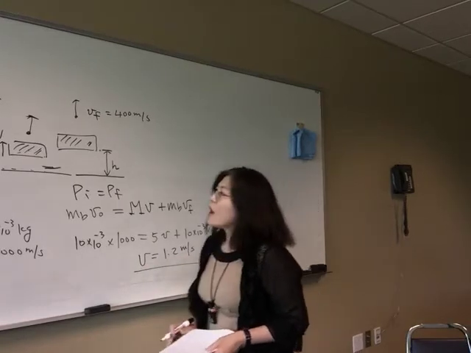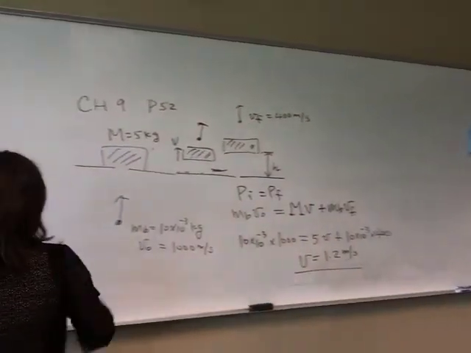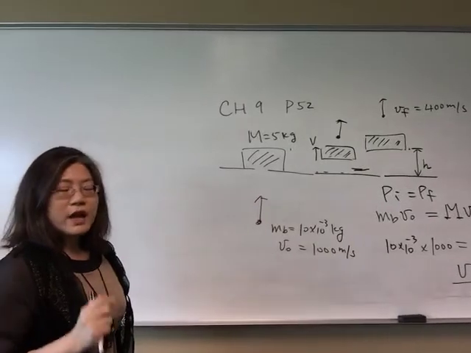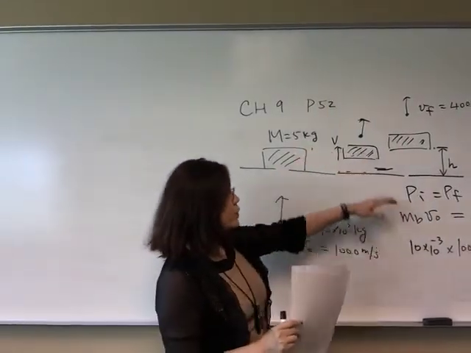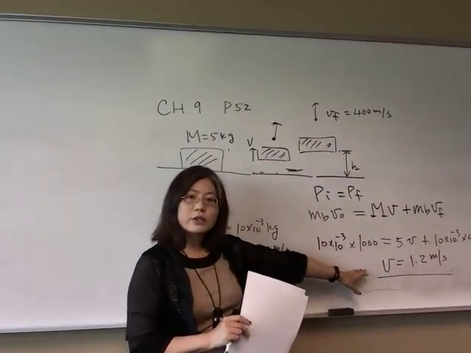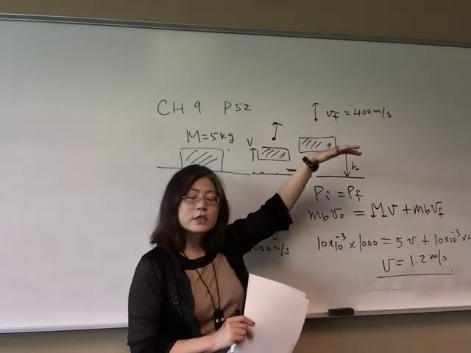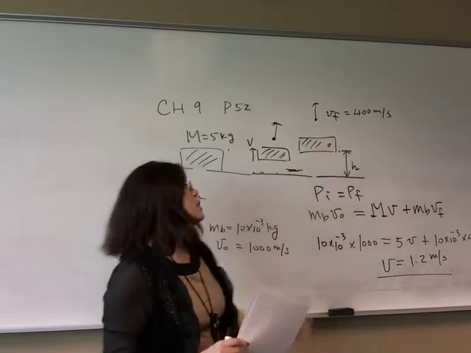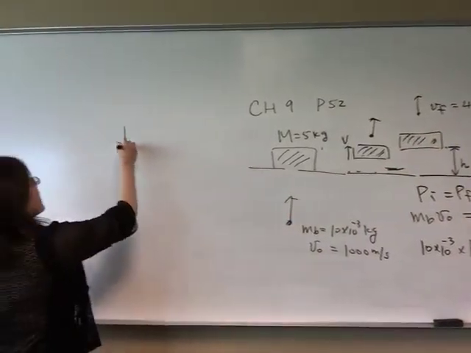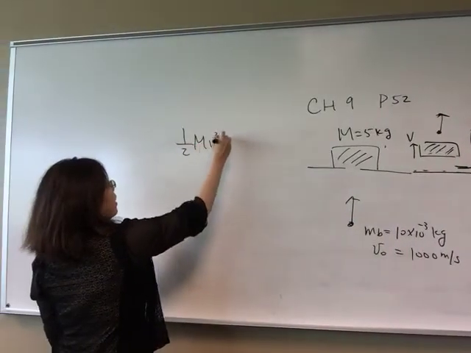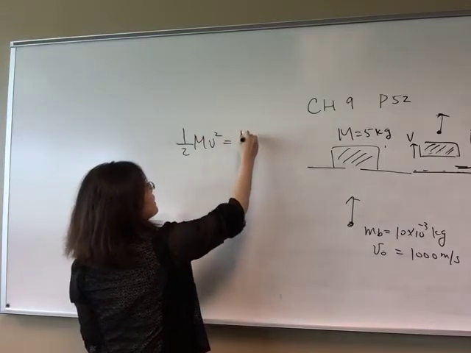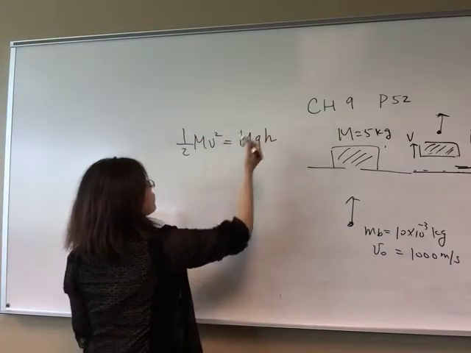When the block is moving at that velocity, we know that it has kinetic energy. You can treat this as the initial velocity of the block, and once it reaches the maximum height, the final velocity of the block will become 0. In that case, all the kinetic energy of the block has to be equal to all the gravitational potential energy.